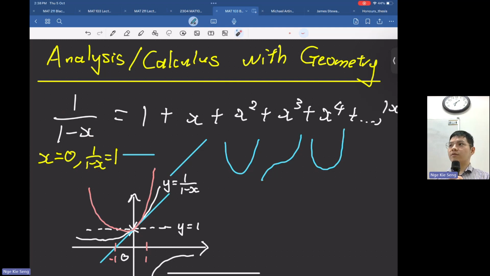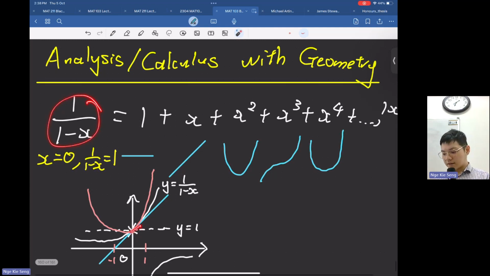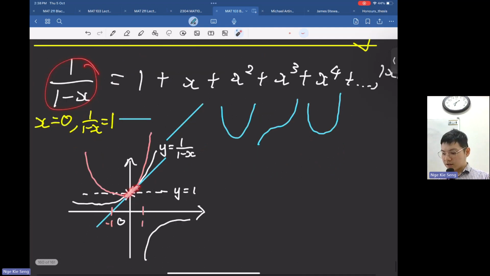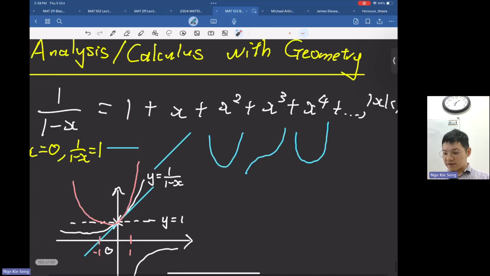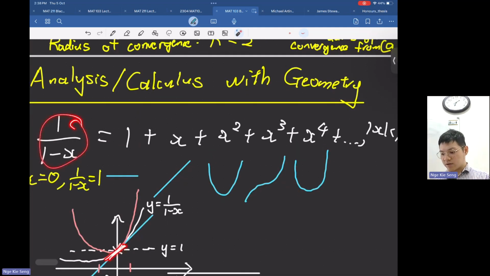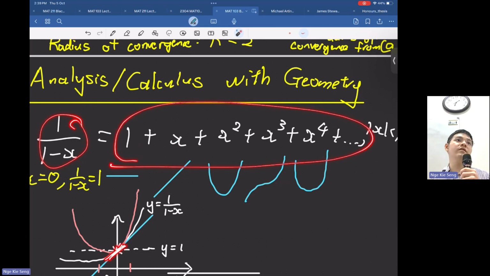Derivative of 1 minus 1 over 1 minus x. You can use the product rule, quotient rule, anything you like, to find it. Around x, it is differentiable. It is not differentiable at this vertical asymptote, but around here it is differentiable. So if this is differentiable around 0, then the power series is also differentiable.